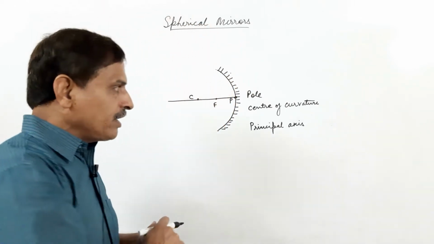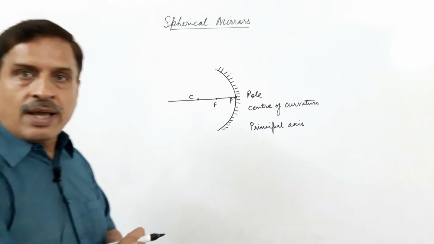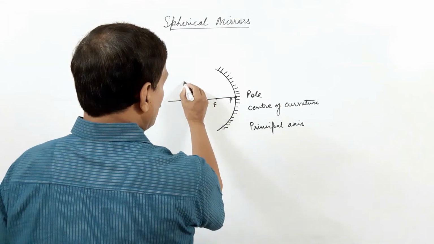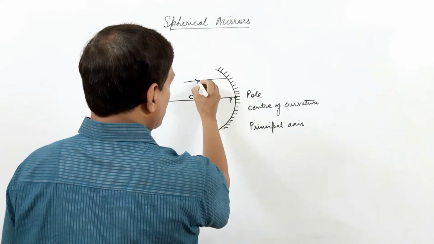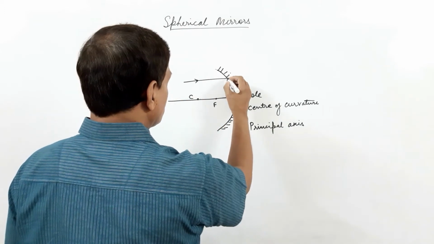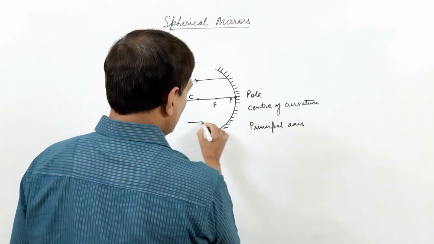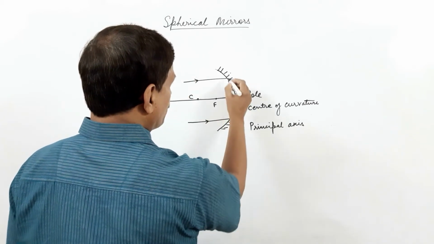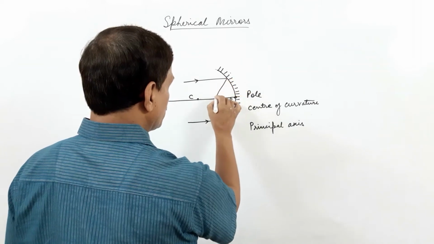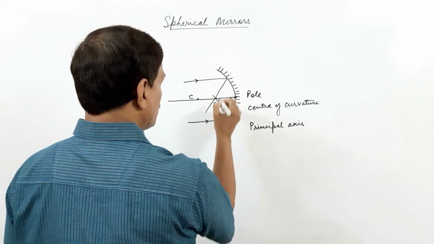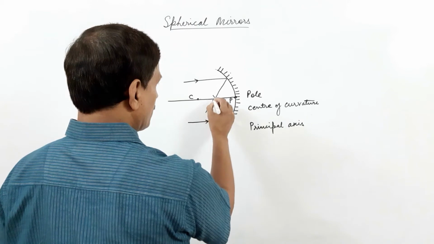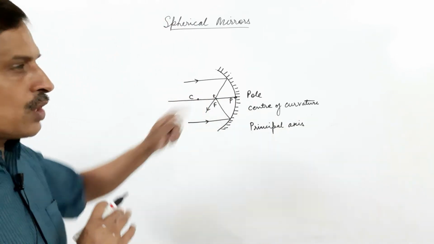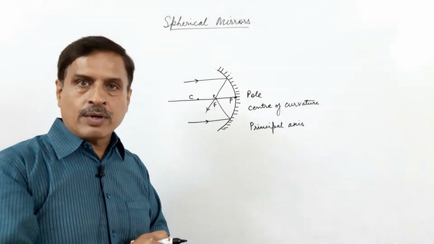We can also define this focus as a point on the principal axis where all light rays which are parallel to the principal axis, after reflection, meet or converge. So, this is called the focus of the concave mirror.